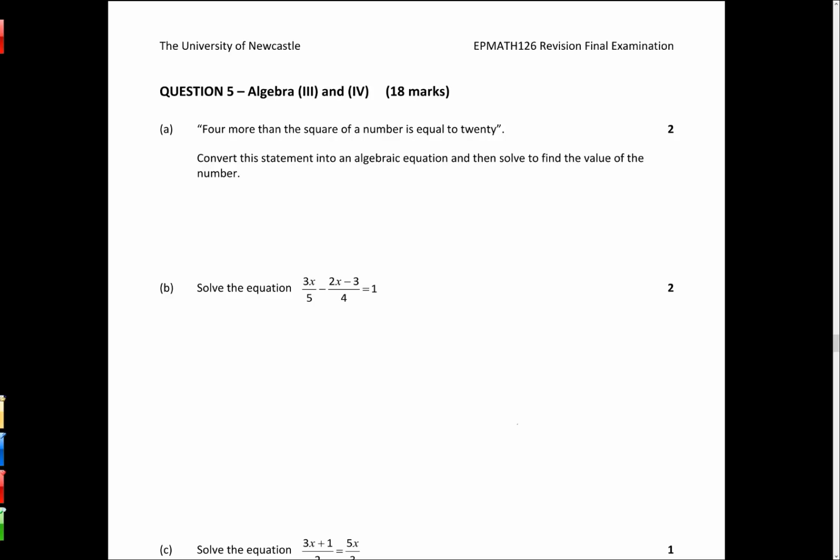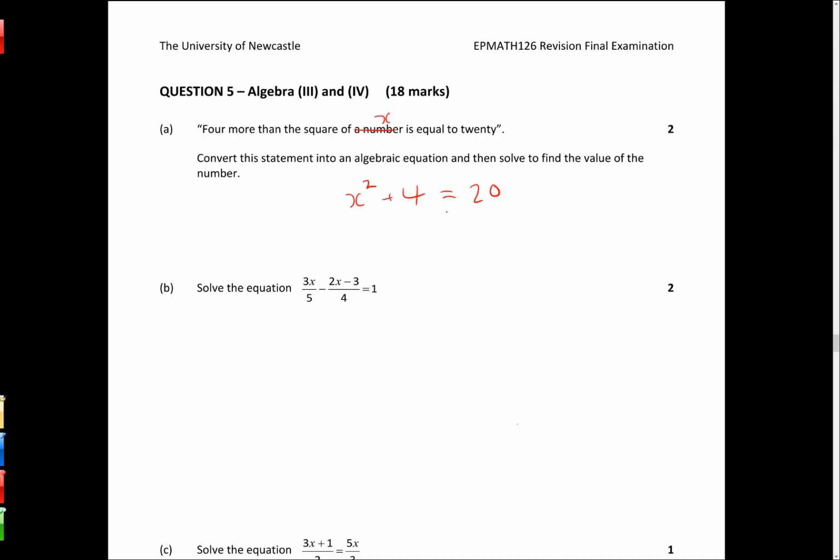Okay, with question 5, we've got a statement, 4 more than the square of a number is equal to 20. Let's let the number again be x. The square of x, remember it's not the square root, the square of x will be x squared. 4 more than that, I could put a 4 plus there, or a plus 4 here, makes no difference which side I put a plus 4. It's still the square of a number, and 4 more than it, and it's equal to 20. Alright, there's my equation. So now let's solve it.